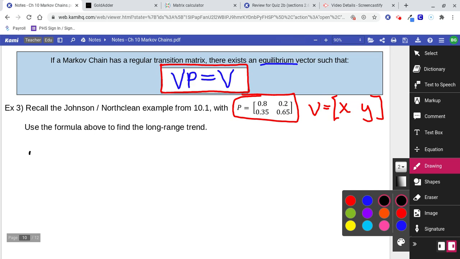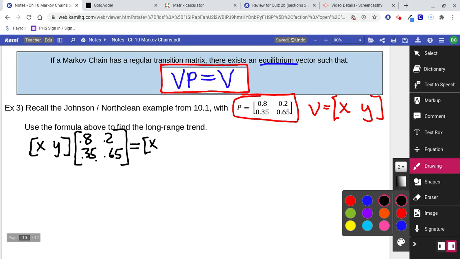So I'm going to try to write kind of small if I can. That's V. And that's P. And that's supposed to equal V. So write that down. VP equals V. That's the formula. That's it.